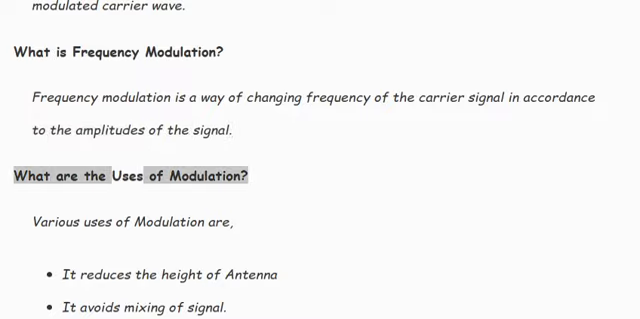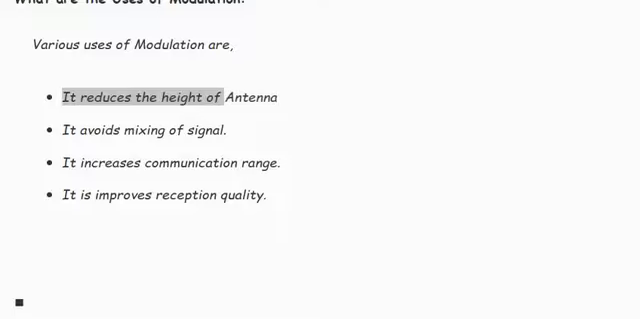What are the uses of modulation? Various uses of modulation are: it reduces the height of the antenna. It avoids mixing of signals. It increases communication range. It improves reception quality.